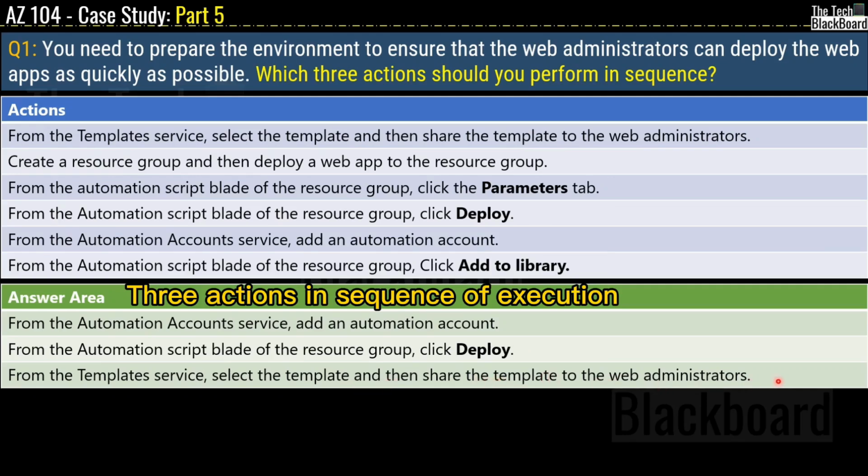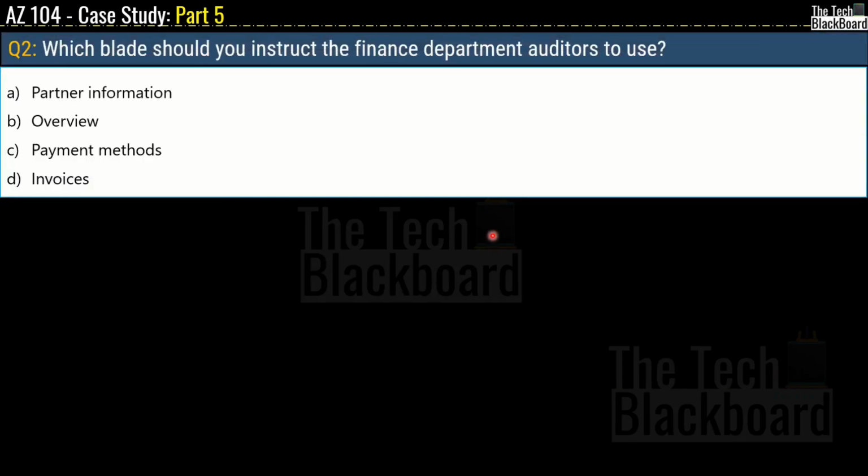Moving on to the next question, question number 2, it says that which blade should you instruct the finance department auditors to use? Your options are partner information, the second option is overview, the third option is payment methods, and the fourth option is invoices. And friends, we all know that finance department is always interested to see the invoice. They are only interested to know what expense you are incurring. And that's why the correct answer for this question is option D, invoices.